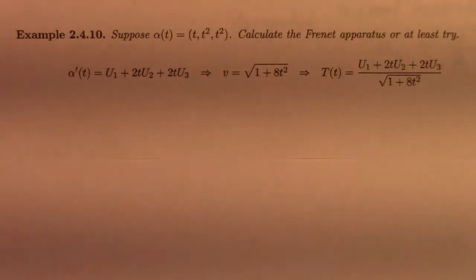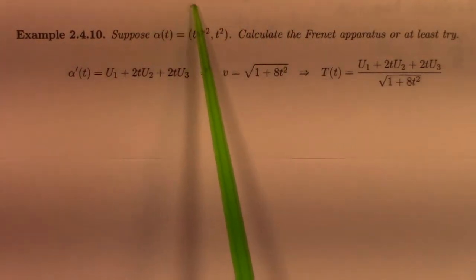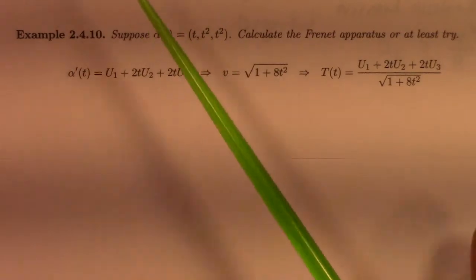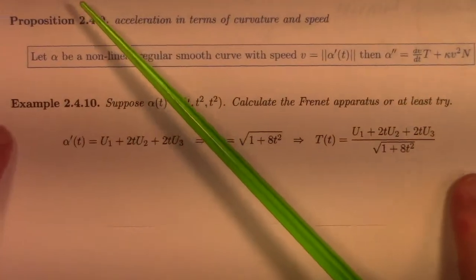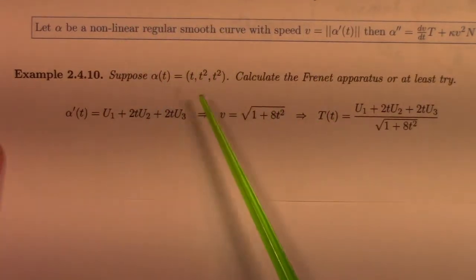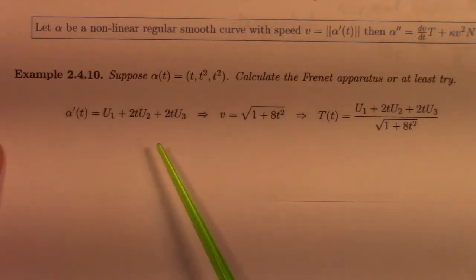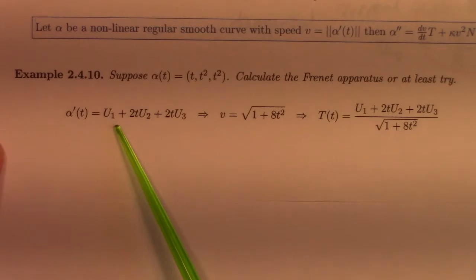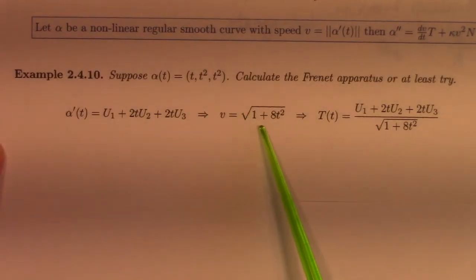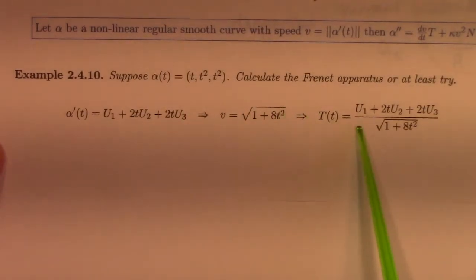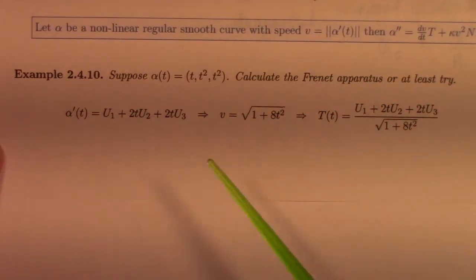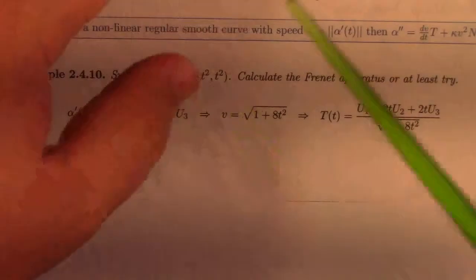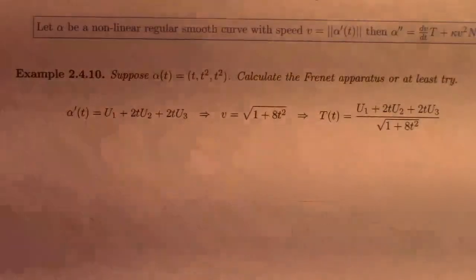So here we go. We have alpha of t is, let's see, down just a bit, t squared. All right, kind of a weird curve. Here's its velocity. So there's its ugly speed, and that gives us this unit tangent field. All right.